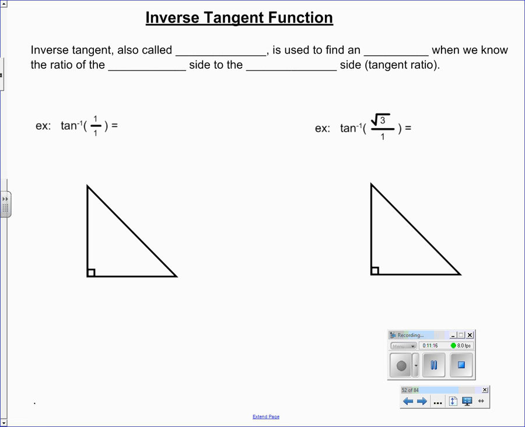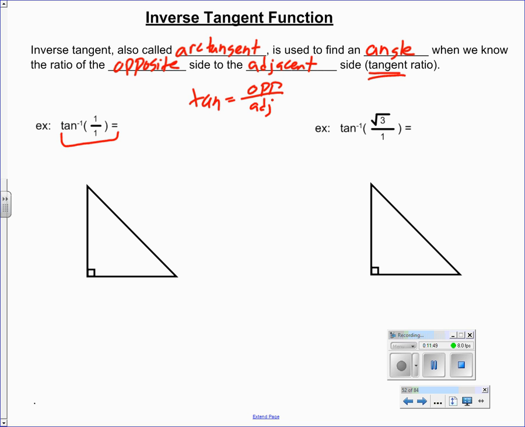So the last one we have again follows the same way. It's inverse tangent, which is also called arctangent. And again, we use it to find an angle if we know the tangent ratio. And tangent ratio is the opposite over the adjacent. So I know when I'm using inverse tan, I'm always going to be marking off my angle, looking at the opposite, looking at the adjacent.